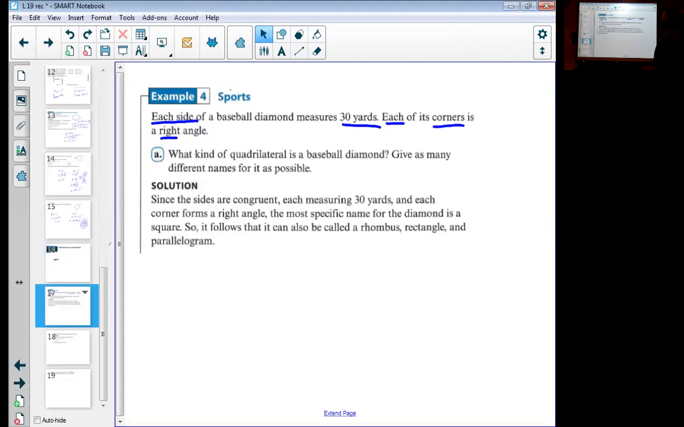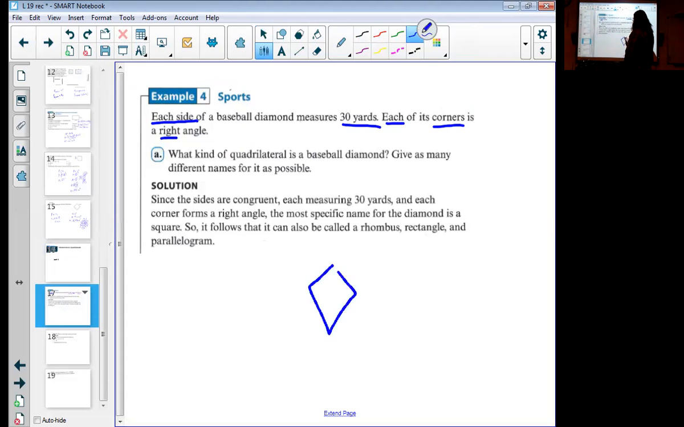So example 4 says each side of a baseball diamond measures 30 yards and each of its corners is a right angle. So because each side is the same and each of the angles is the same, that means that our quadrilateral, all of the sides are the same and all of the angles are the same.